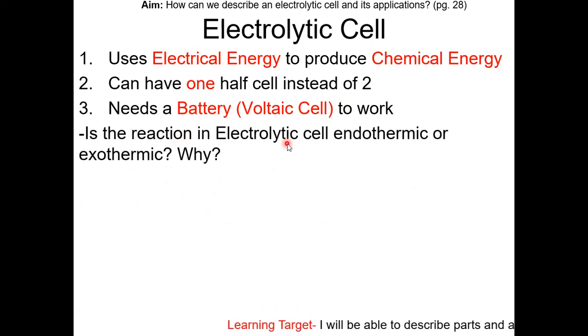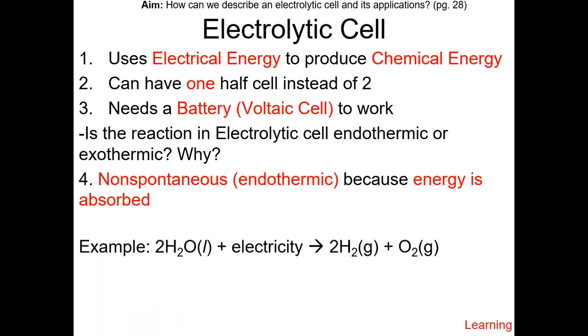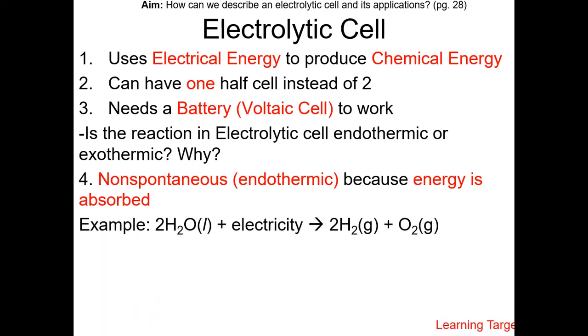Is the reaction in an electrolytic cell endothermic or exothermic, and why? It is considered endothermic because it absorbs energy from the battery or Voltaic cell to work, so it's non-spontaneous. In contrast, a Voltaic cell is spontaneous, and it is exothermic because electricity is produced.